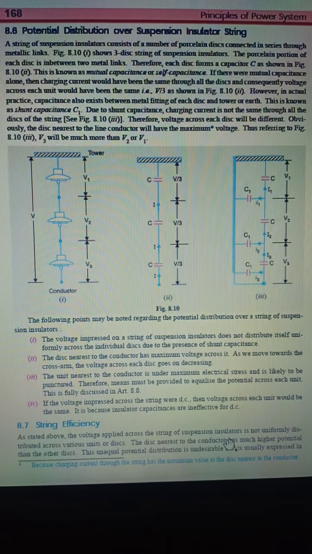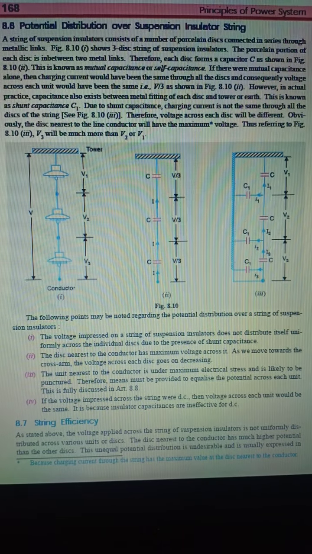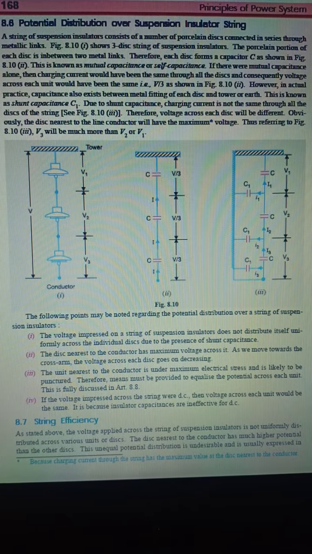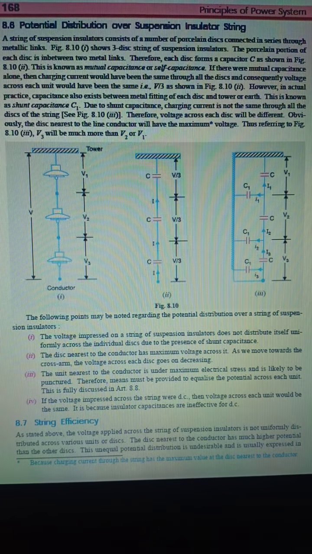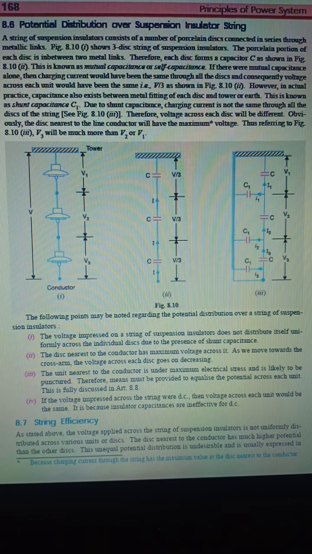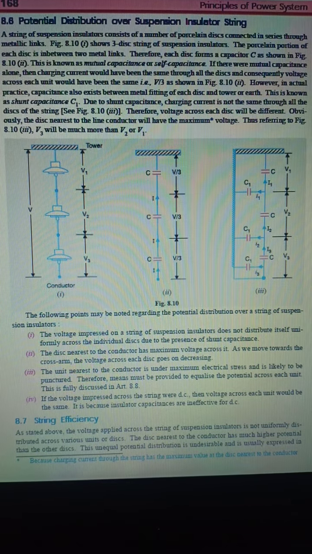Let's start the theory of string efficiency. Before we start this theory, we study the important points regarding string efficiency.